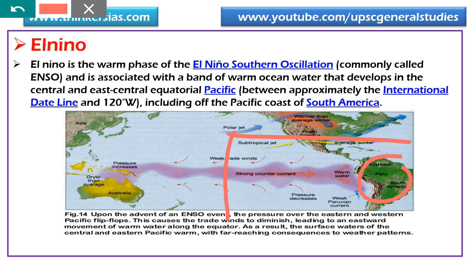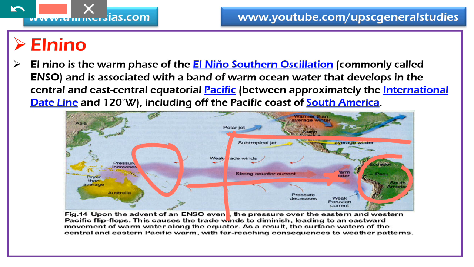During El Nino event, the trade winds, which are usually stronger, become weakened. Weak trade winds are unable to push water towards the western Pacific Ocean. Because of the weak trade winds, the counter current is set in motion. Trade wind diminishes, leading to eastward movement of warm water along the equator. As a result, surface water of the central and eastern Pacific Ocean becomes warmer, with far-reaching consequences to weather pattern.